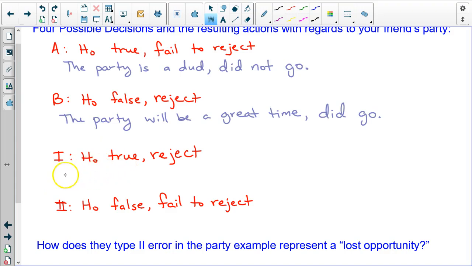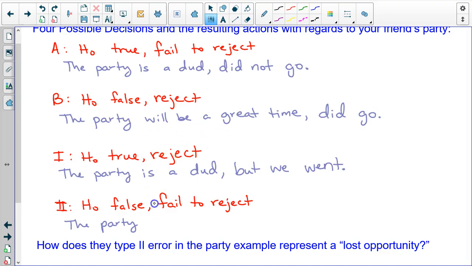Okay. The other two, though, the null is true, so the party is a dud, but we rejected that, so what does that mean? But we went. Wah, wah. And on this one, the null is false, so the party will be a great time. Is not a dud, same difference. Will be a great time, but we failed to reject, rather. So we didn't go.